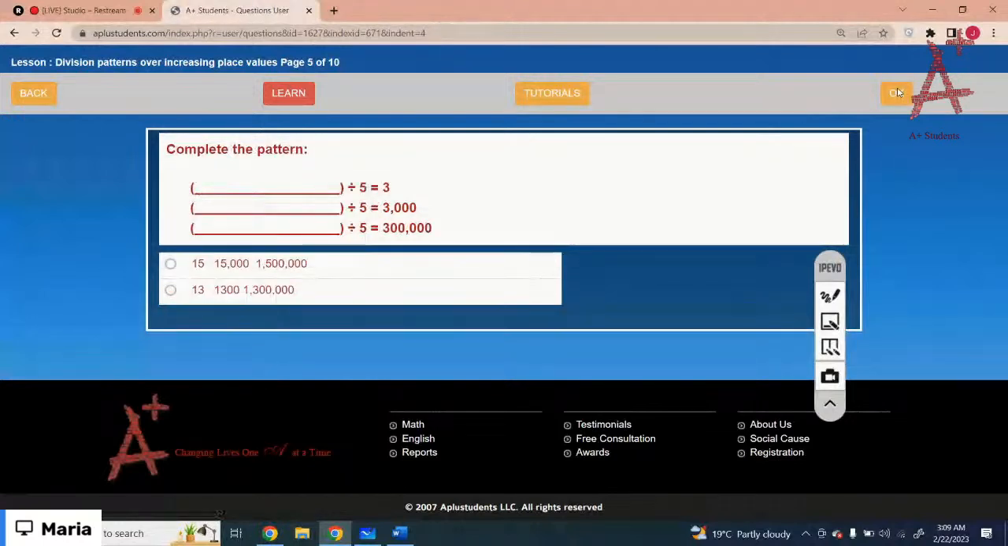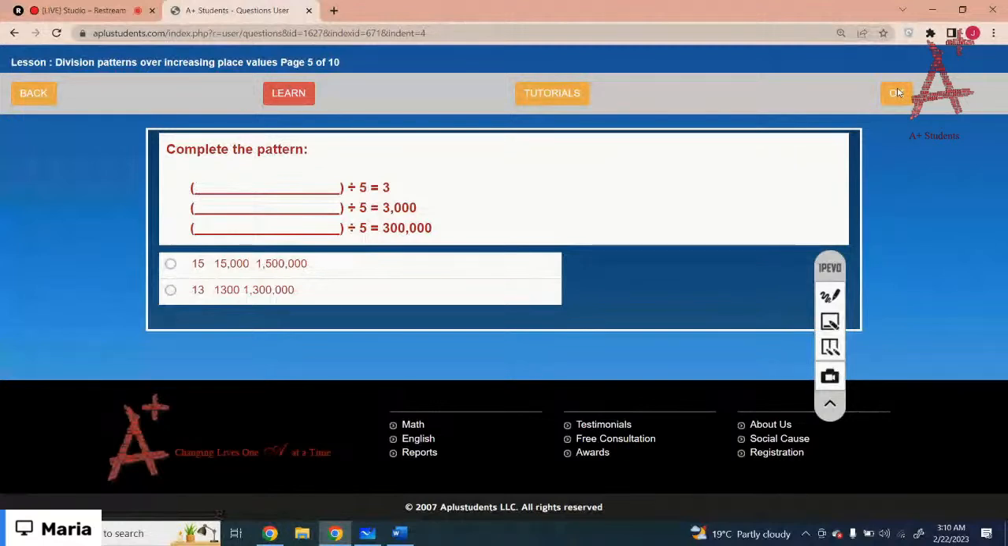Okay, the next one is the missing number divided by 5 equals 3. So what number divided by 5 equals 3? You can check with the first option. 15 divided by 5. Can you divide 15 by 5? Yes, 5 times 3 is 15. That means 15 divided by 5 equals 3.